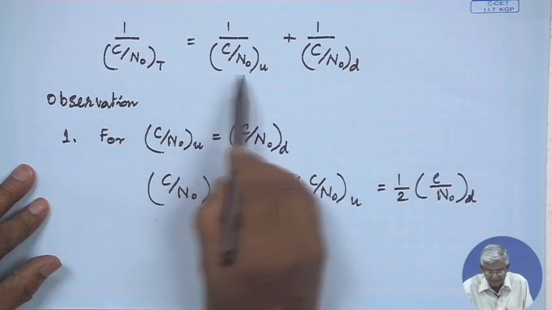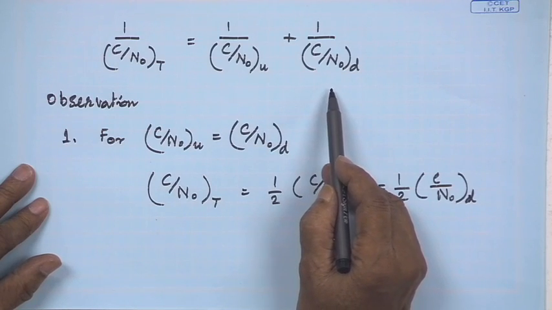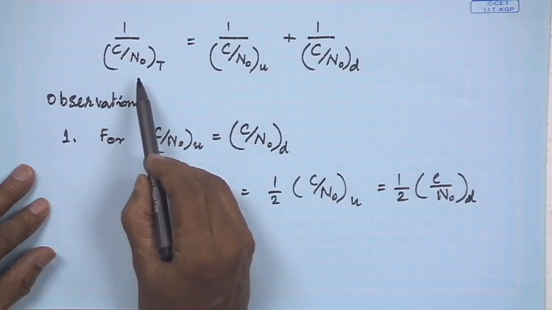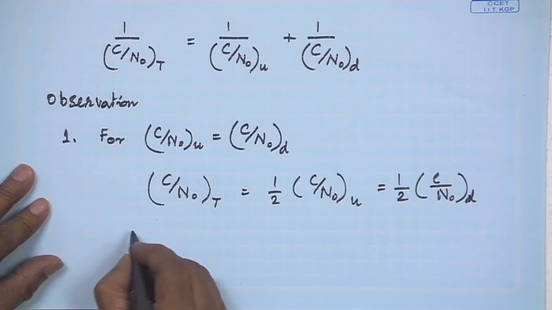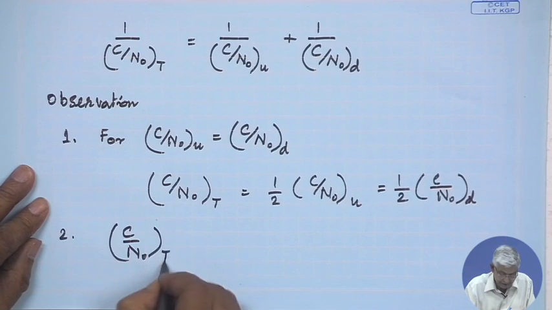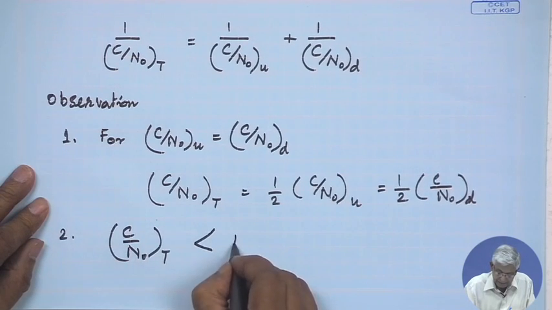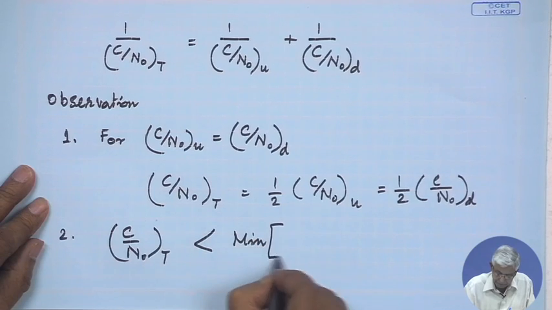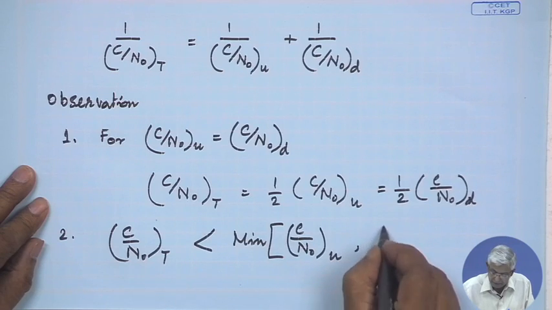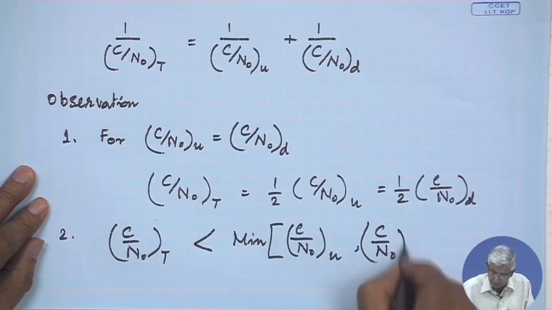Another observation: it is just like parallel resistance and equivalent resistance calculation. The other observation is similar, that is, the C by N0 total, like the equivalent resistance, will be lower than the minimum of these two. That is, observation number 2 is that C by N0 total will be less than the minimum of C by N0 up and C by N0 down.